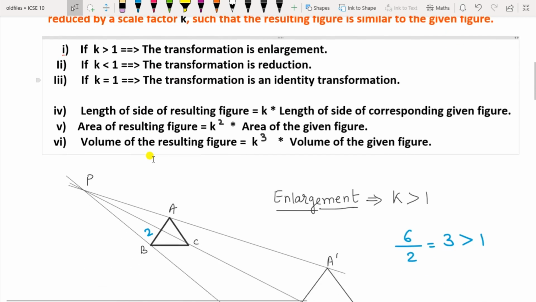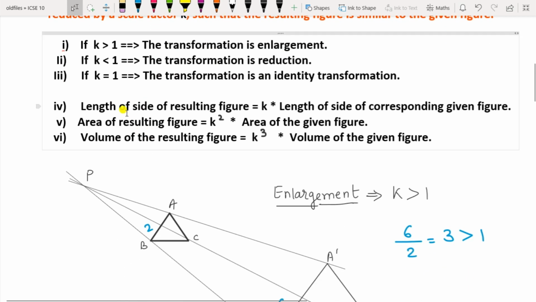Now there are three possibilities. If the value of k, the scale factor, is greater than 1, then the size transformation is called enlargement. If the value of k is less than 1, then it is called reduction. And if the value of k is equal to 1, then the transformation is called an identity transformation. These things you must remember, they may be asked in the MCQs.